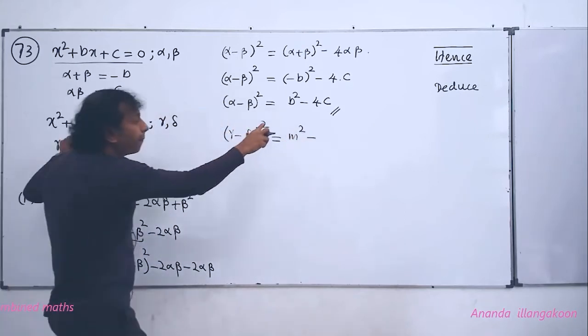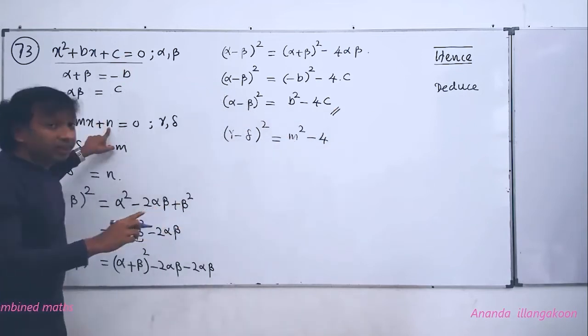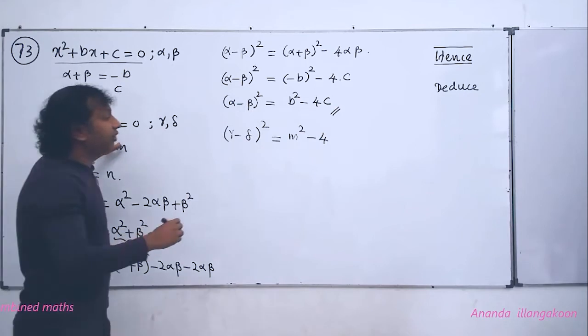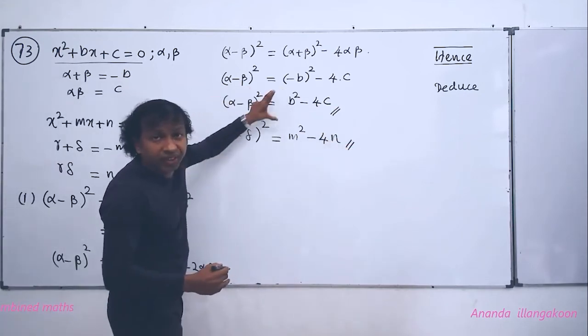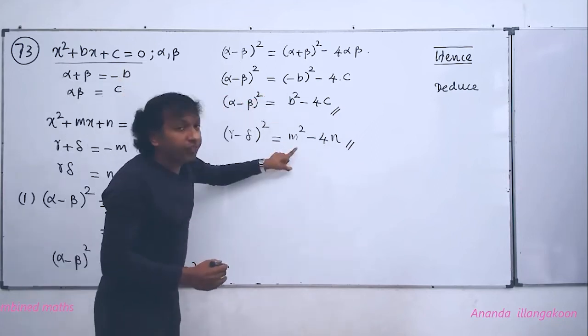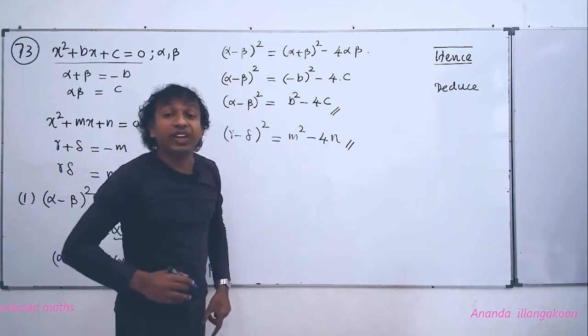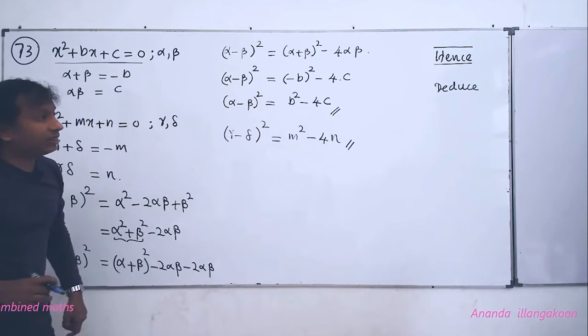And for c, the constant, in this equation it is n. Then this should be n. See here, by observing that this is very similar to that, by using this result, we could write this. That's the meaning of hence, people. Understand? Right. Okay. Now let's see the deduce part.